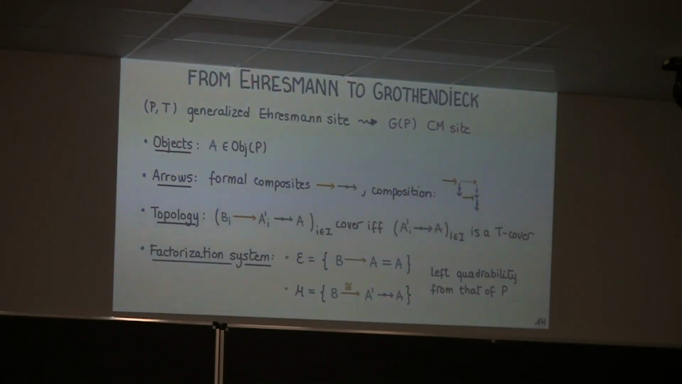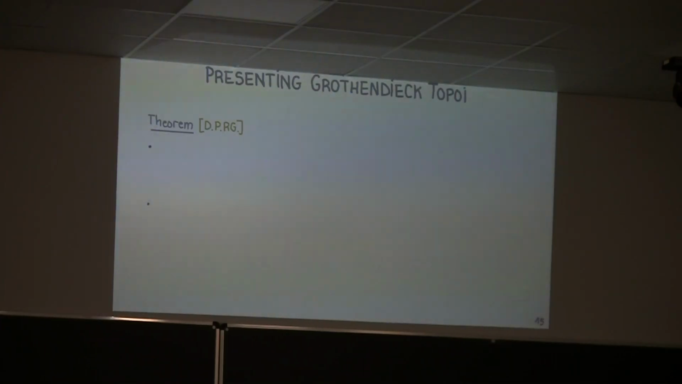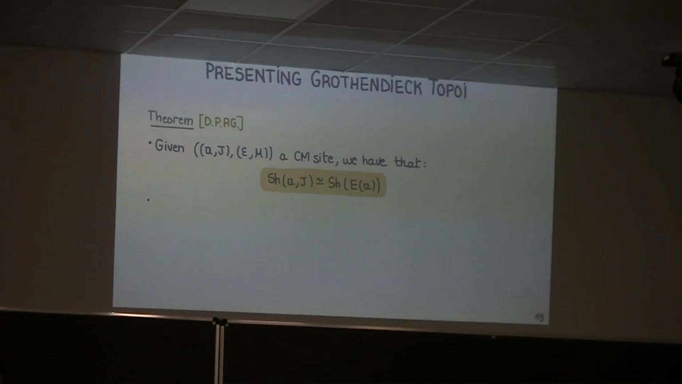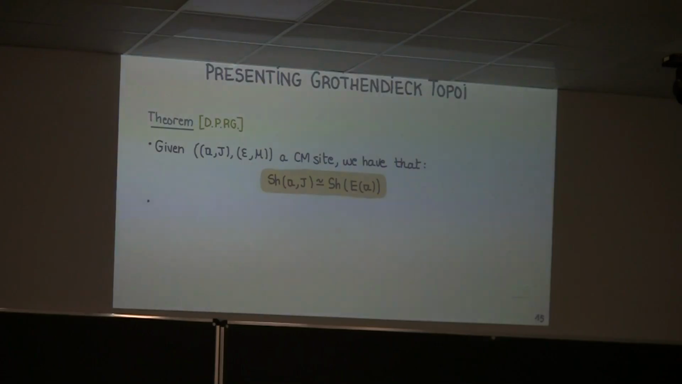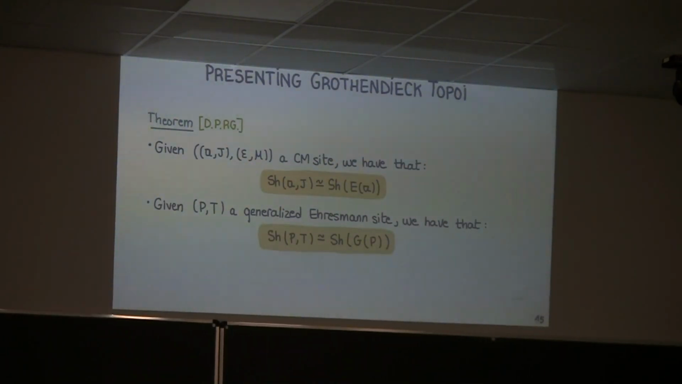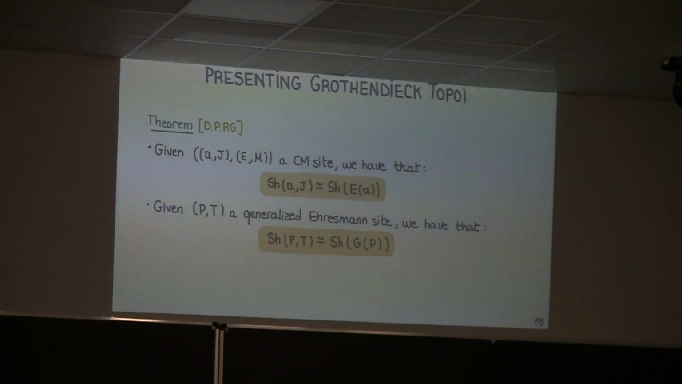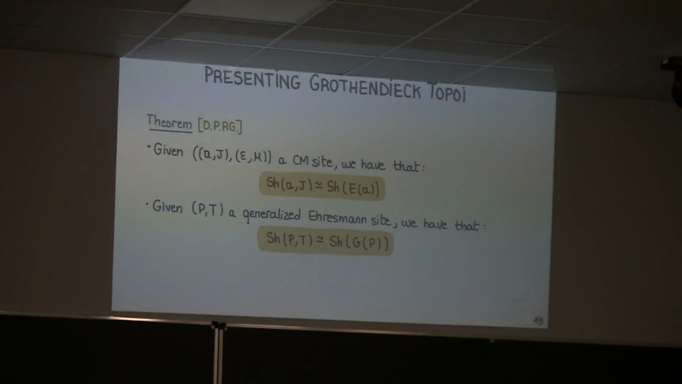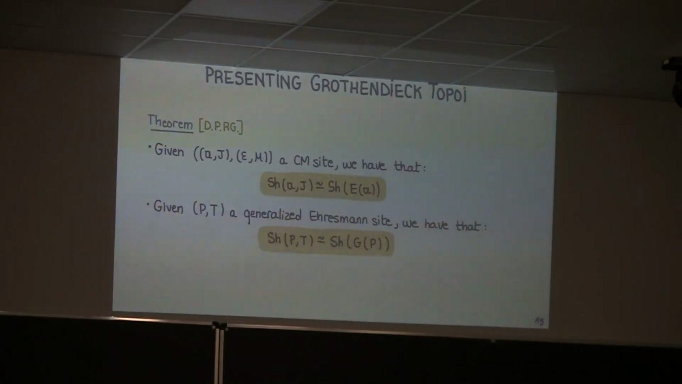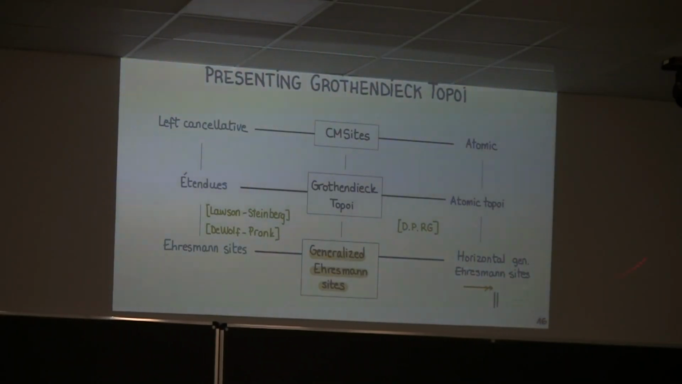And so with this, we can actually prove that if I start from a covering mono and I go to generalized Ehresmann, I recover the same site, and the same the other way around. And so this story is at the level of objects. Dorette in a couple of minutes will be telling you at the level of morphisms. And so we have the picture filled in, where now our atomic topoi correspond to generalized Ehresmann sites where every vertical arrow is an identity.